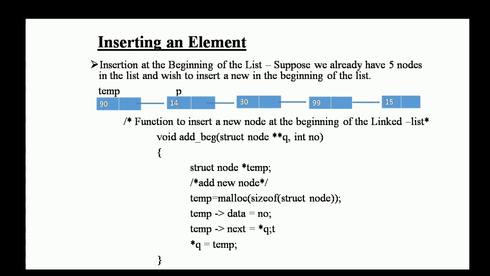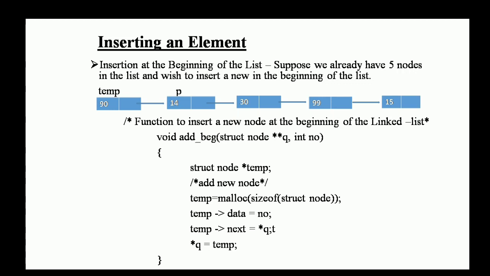Temp equal to malloc of size of struct node, ended with a semicolon. Temp implies data equal to number, temp implies next equal to star q. Then star q equal to temp, ended with a semicolon, and the curly brace closes. This is how a new element is inserted in the linked list.